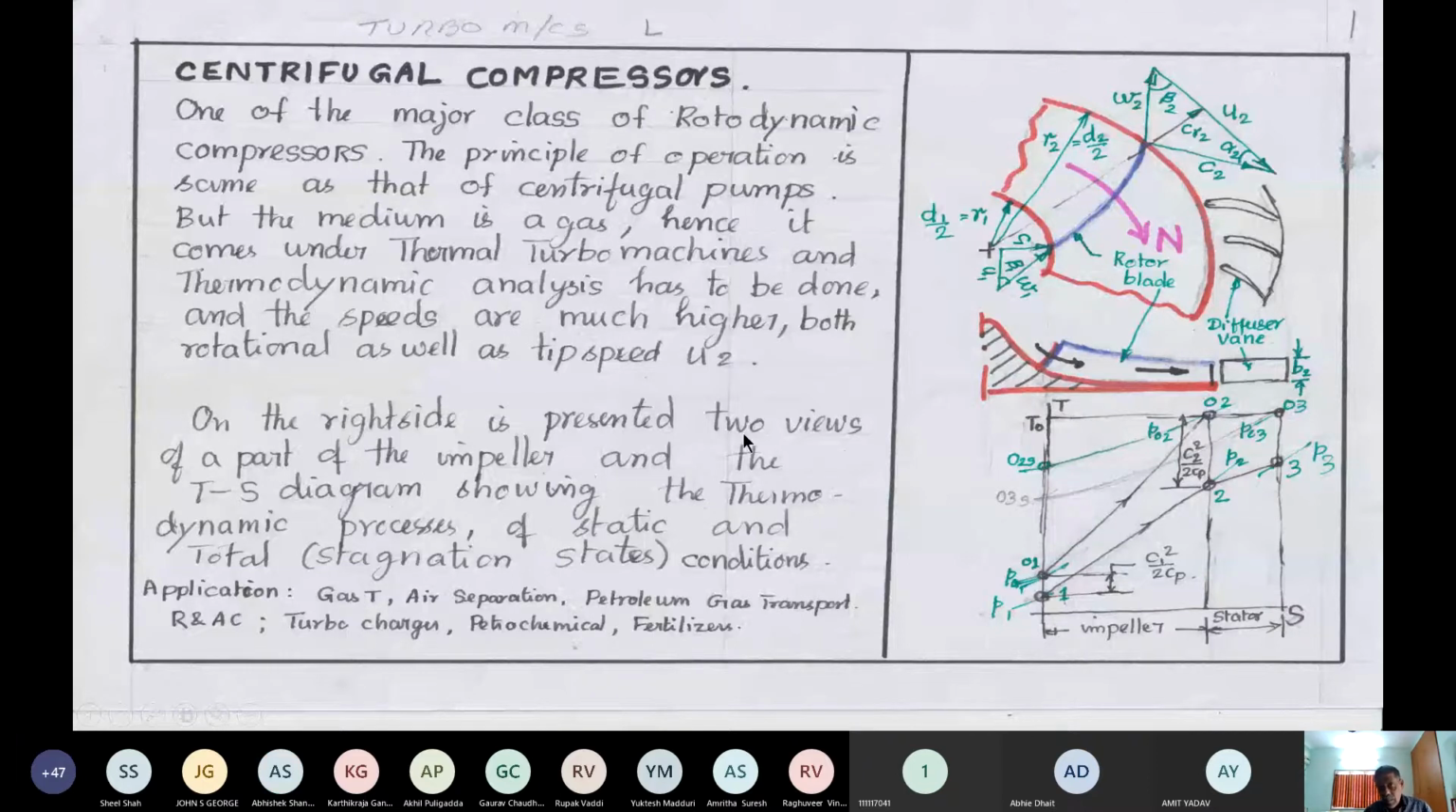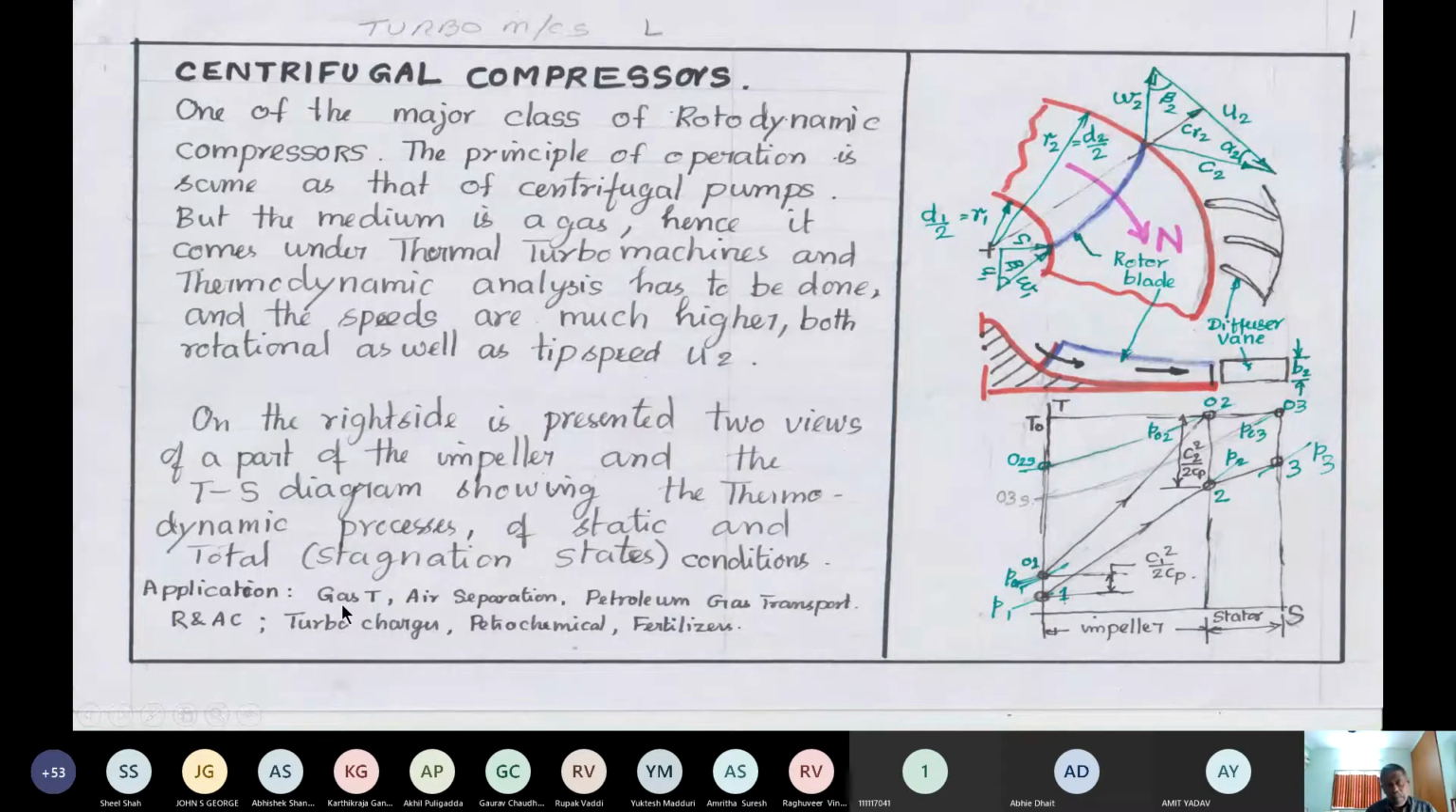Before going into that, about the application, where are these centrifugal compressors used? One is gas turbines, and another is air separation, then petroleum gas transport, R&AC, turbocharger, petrochemical, and fertilizers. So in these industries you will find them. But a little more about that.